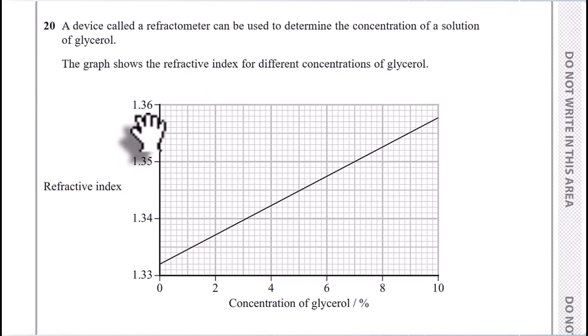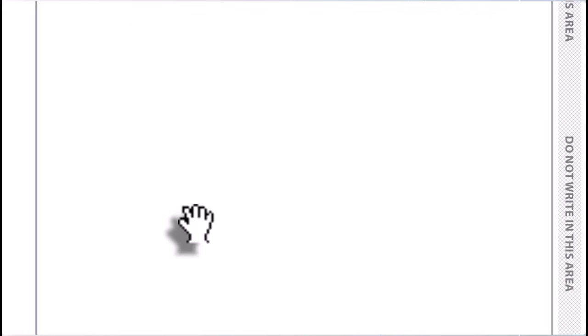Question 20 says, a device called a refractometer can be used to determine the concentration of a solution of glycerol. The graph shows the refractive index for different concentrations of glycerol. So I have a small suggestion for all of you. When you come across questions like this, like unseen contexts, do not be alarmed. The question will have very clear instructions for what you have to do, most of the times. Let's see.